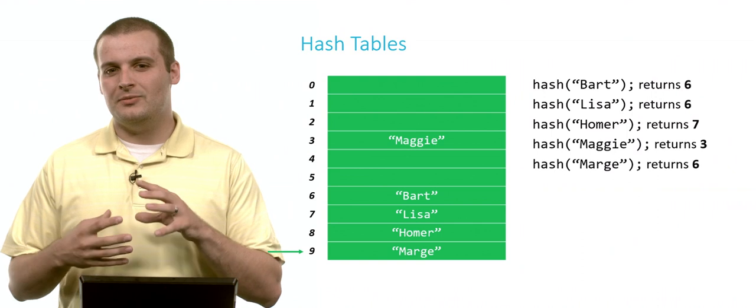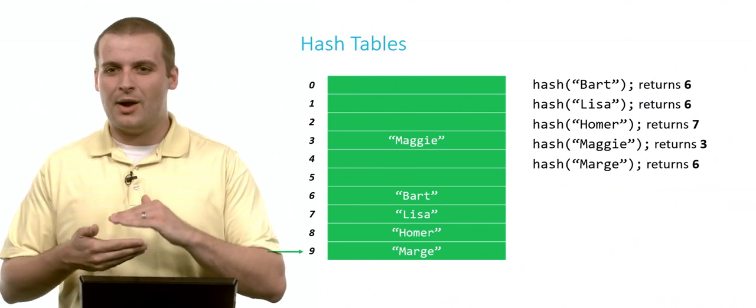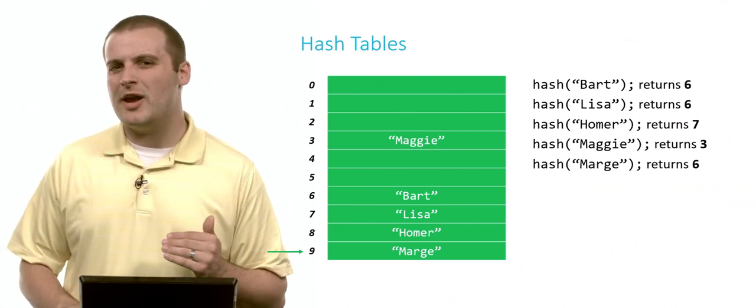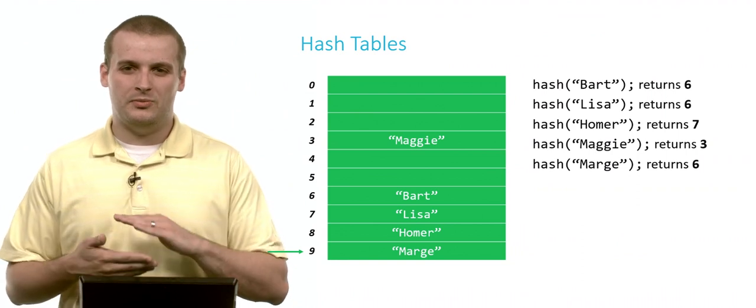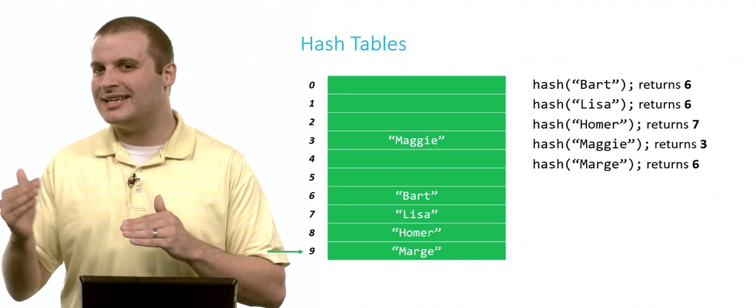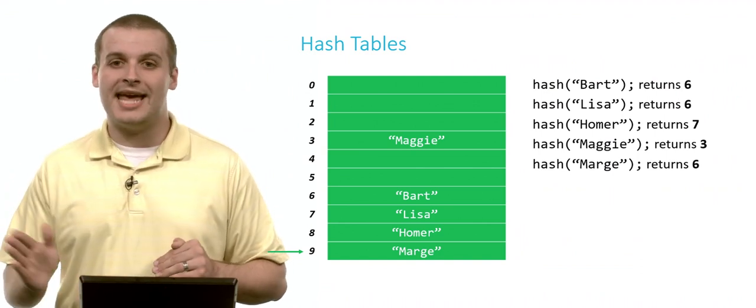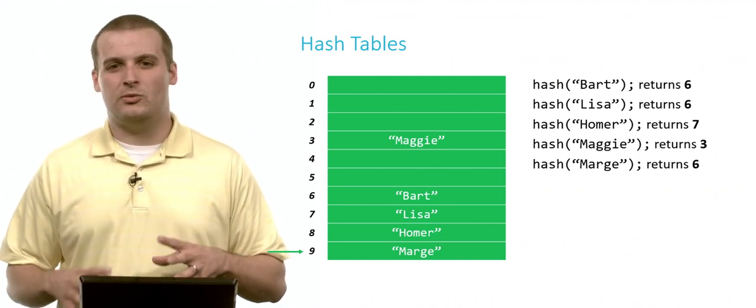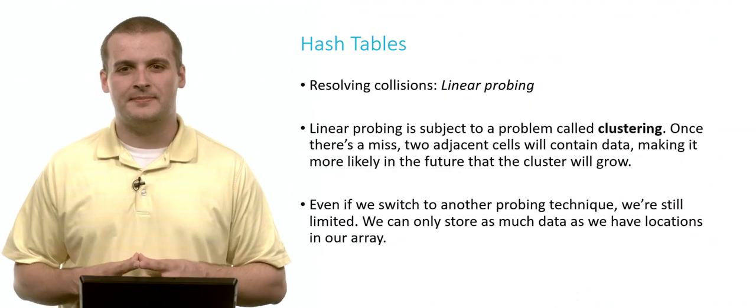Already we can see that we're starting to have this problem where we're starting to stretch things far away from their hash codes, and that theta of 1, that average case of being constant time, is starting to tend a little more towards theta of n, and we're starting to lose that advantage of hash tables.